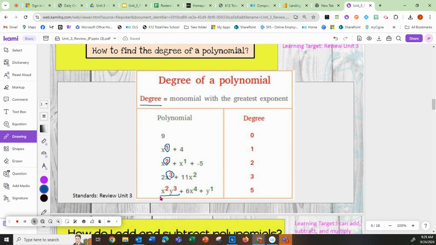And in the last one, this is showing you if you have a term where you have more than one variable multiplied together, you actually add those exponents. So this first term has a degree of 5. The second term has a degree of 4, and the last term has a degree of 1.